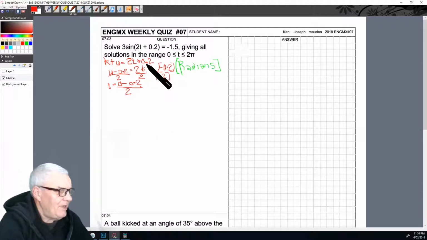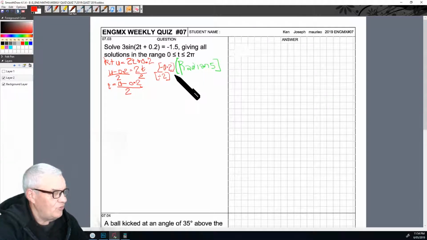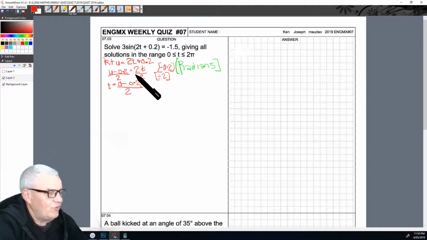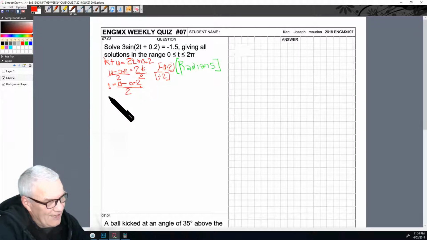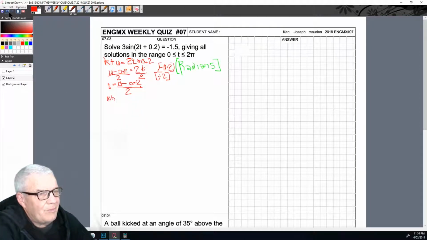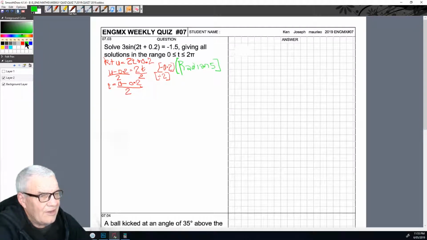So up here is the range of t. T ranges from 0 to 2 pi. But now we've introduced this other variable, u. So what's the range of u? I think I'll do a different color for that. Oh, I've gone a bit far there, I think. Yeah. Okay, I'll do green here.